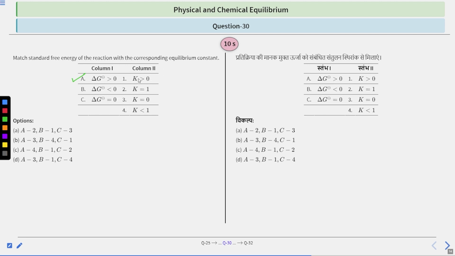In column 2 we have given the value of the equilibrium constant: greater than 0, equal to 1, equal to 0, and less than 1. And we have to match column 1 to column 2. Options are: A is 2, B is 1, C is 3; A for 3, B for 4, C for 1; A for 4, B for 1, C for 2; or A for 3, B for 1, C for 4. So you have 10 seconds to solve this question. After that, we will see the answer.